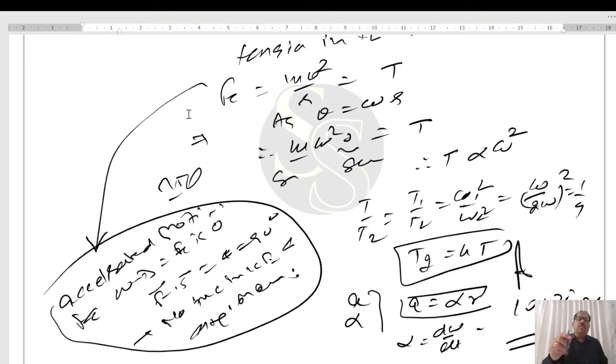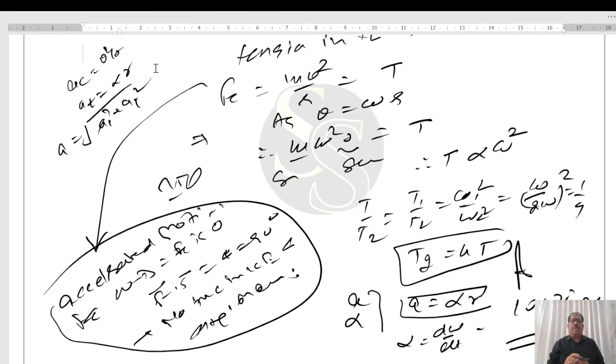For non-uniform circular motion, there is centripetal acceleration as well as tangential acceleration. Tangential will be r alpha, and centripetal will be v square by r. And total acceleration will be under root ac square plus at square, right? Now, next question.